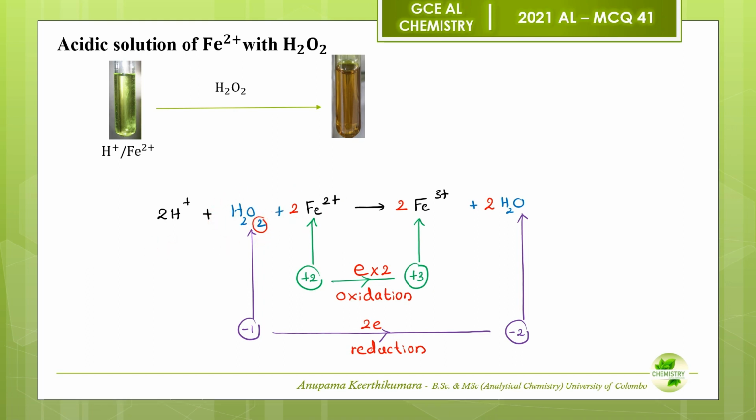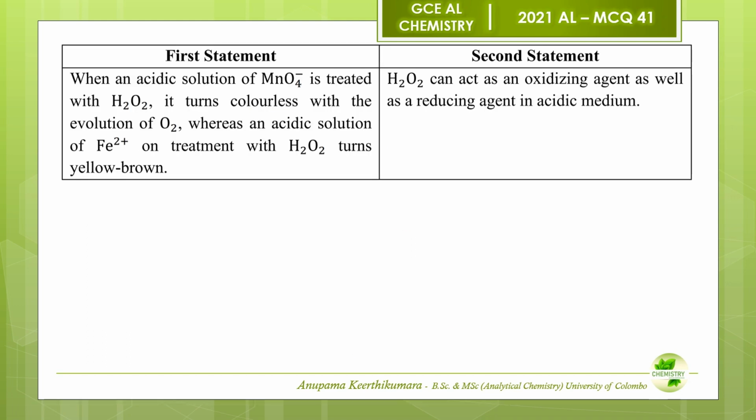But for this question, what we need is only the observation of this reaction. The color of aqueous Fe2+ solution is pale green. During the reaction, Fe2+ ions convert to Fe3+ ions. The color of aqueous Fe3+ ion solution is yellow-brown. Therefore, during this reaction, the pale green color of the aqueous Fe2+ ion solution is converted to yellow-brown due to the formation of aqueous Fe3+ ions. Now we will go back to the question.